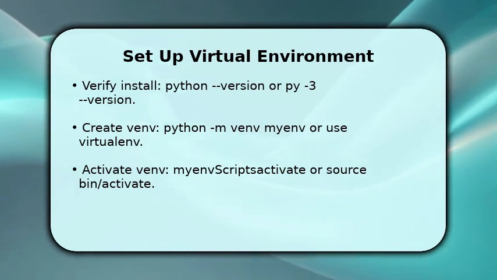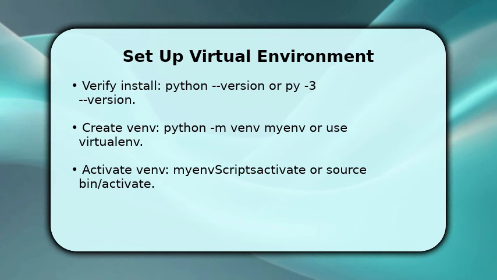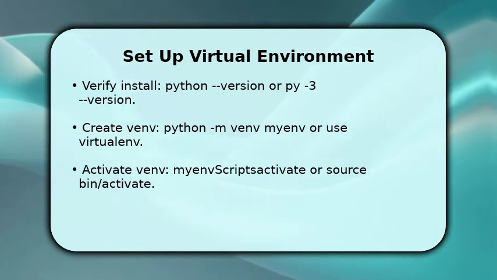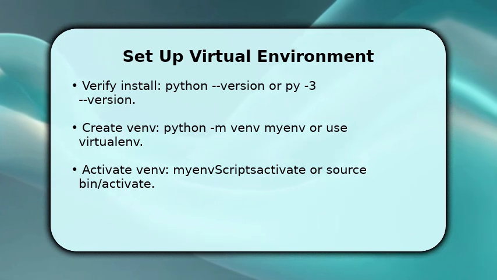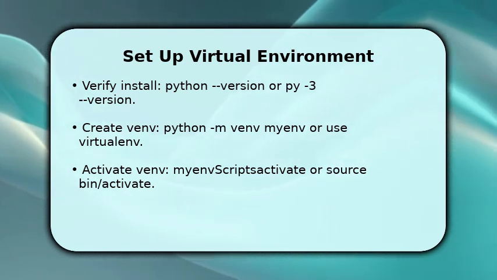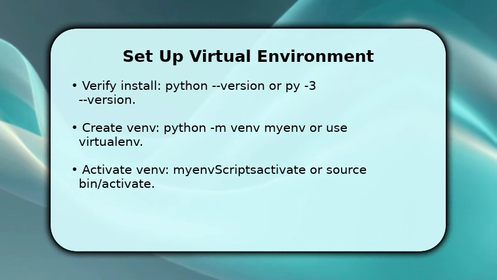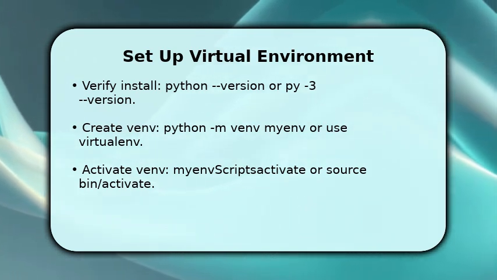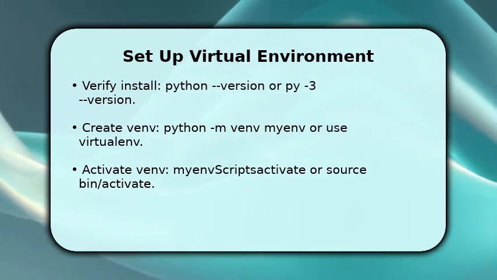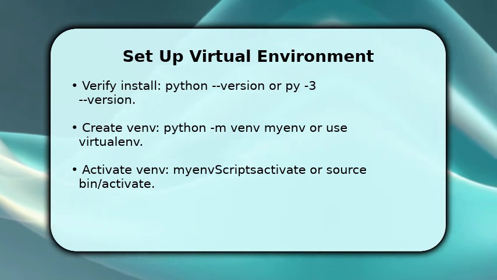Next, create a virtual environment with python -m venv so you isolate project dependencies. This prevents package conflicts across projects. Activate the environment. On Windows, run myenv/Scripts/activate. On Linux/macOS, source myenv/bin/activate, and then use pip install package.